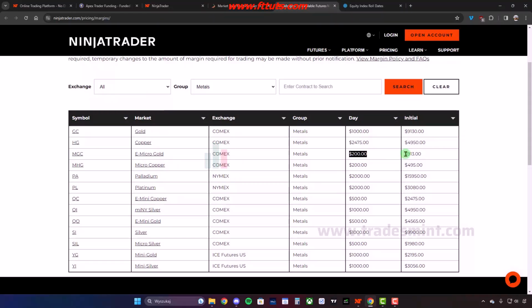So it is definitely not for someone who has $200-300, because it's very risky. You will risk a lot of percents of your account in just one trade.